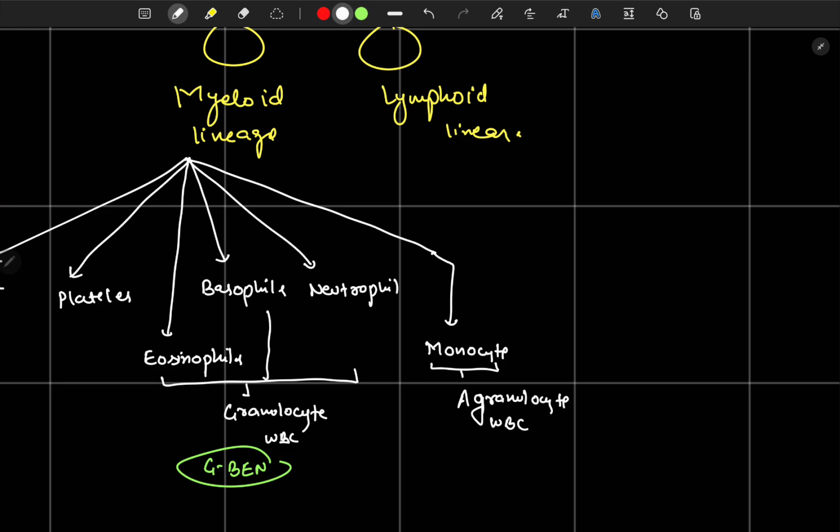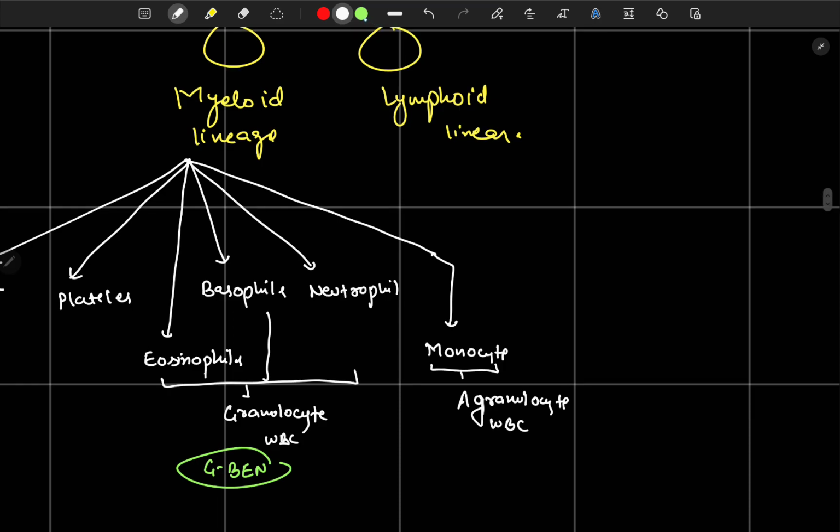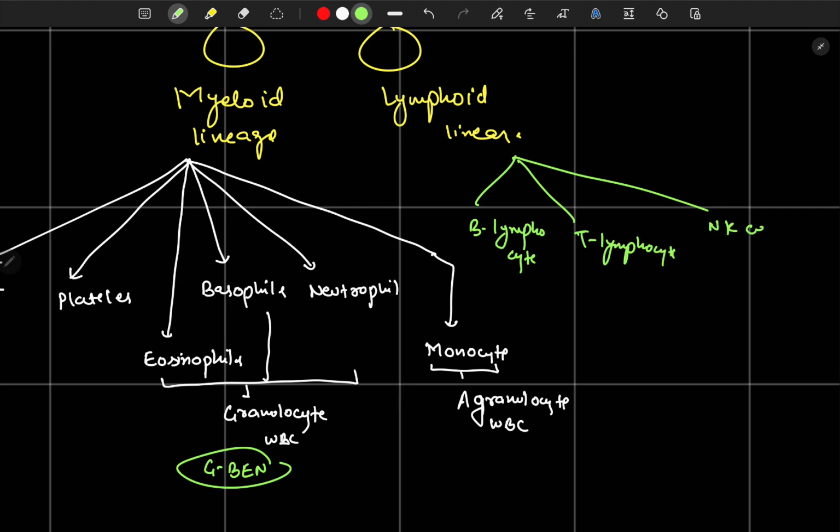Other is the acquired immunity, which contains B cells and T cells. So B lymphocytes and T lymphocytes are produced by the lymphoid lineage. So it contains three types of cells: B lymphocyte, T lymphocyte, and the other is natural killer cell, NK cells.